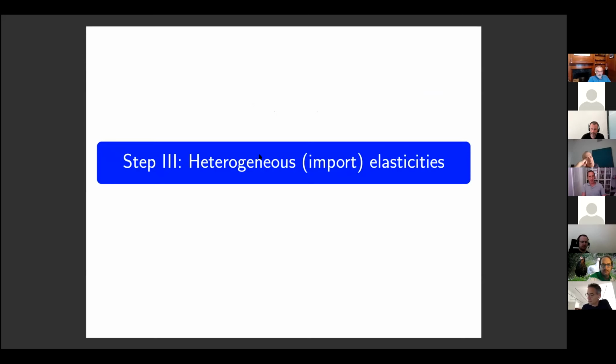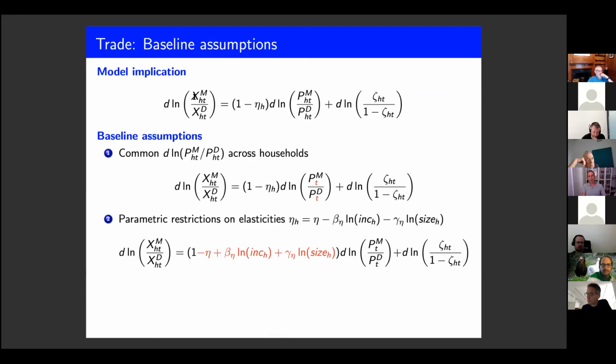Now step three is to use these reduced form facts to estimate heterogeneous elasticities across income groups. Then we're going to use those elasticities for some very simple back of the envelope welfare implications. So we're going to consider the CS formulation that I wrote before, with this implication from the model: the change in the import versus domestic expenditures for given households as a function of prices. And here we allow for demand shocks for imports versus domestic by household.